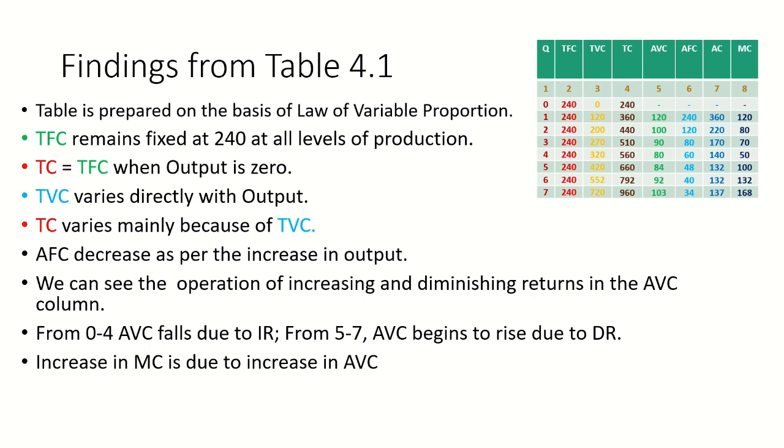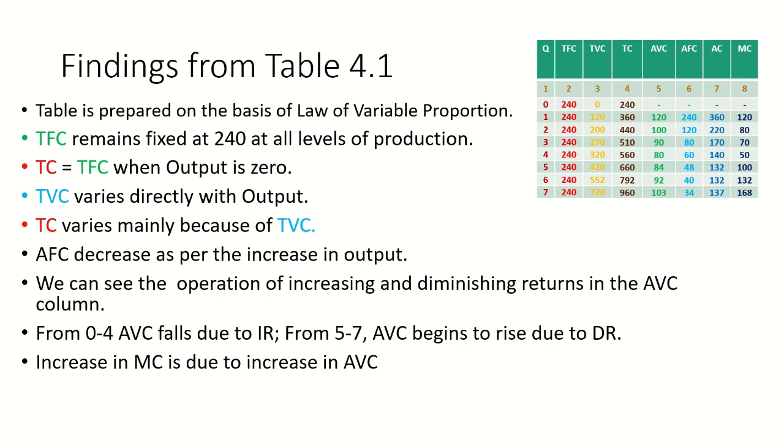It's very simple, and again I'm repeating, this table is prepared on the law of variable proportion. What do we mean by the law of variable proportion? If the quantity of the variable input is increased continuously, the output will first increase, but after a stage the output will decline. And we have seen some important things in the various columns.